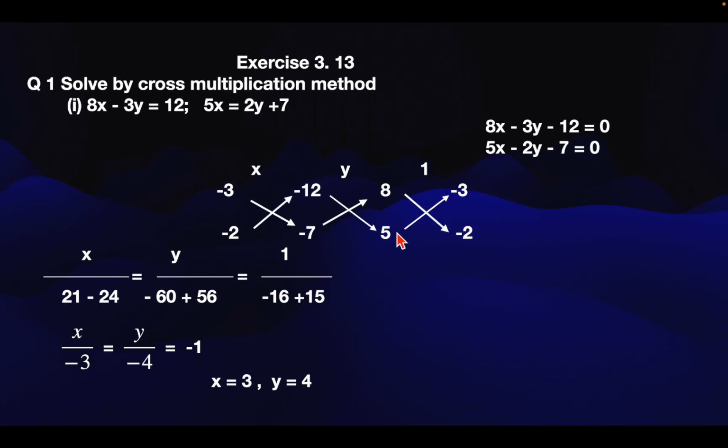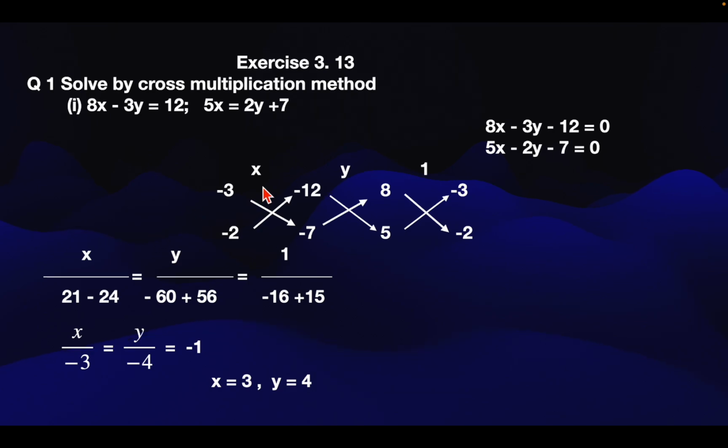Once you have written it like this, you have to draw arrows. Like from top number to bottom like this, and from here to top. The arrow should mark like this. Similarly, from top to bottom, bottom to top. Here also, top to bottom, bottom to top. Once we do this, everything else is easy.